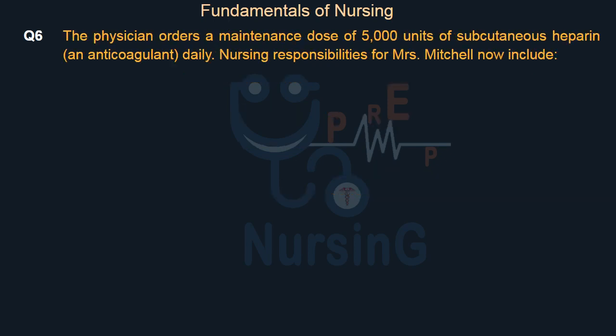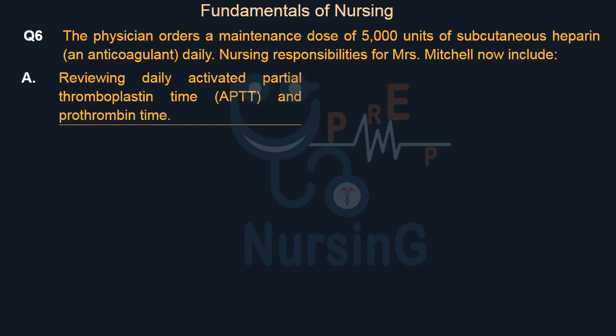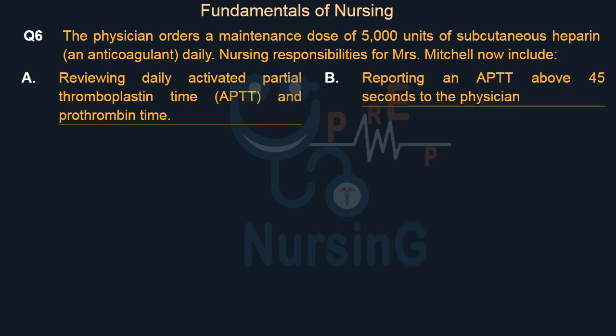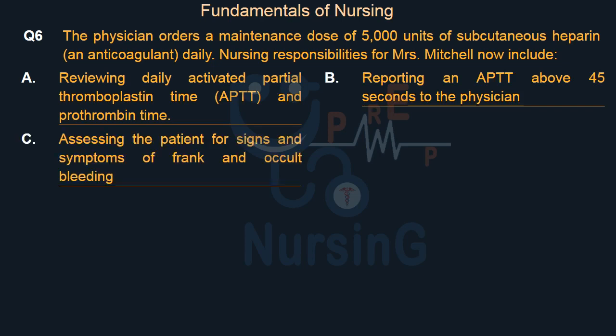The physician orders a maintenance dose of 5,000 units of subcutaneous heparin, an anticoagulant, daily. Nursing responsibilities for Mrs. Mitchell now include Option A. Reviewing daily activated partial thromboplastin time, APTT, and prothrombin time. Option B. Reporting an APTT above 45 seconds to the physician. Option C. Assessing the patient for signs and symptoms of frank and occult bleeding. Option D. All of the above. Right answer is option D.